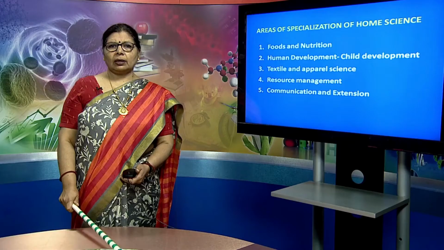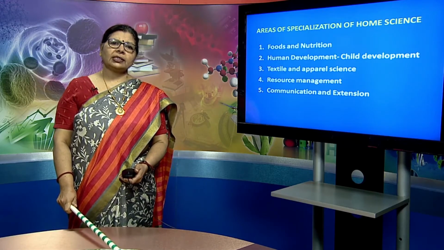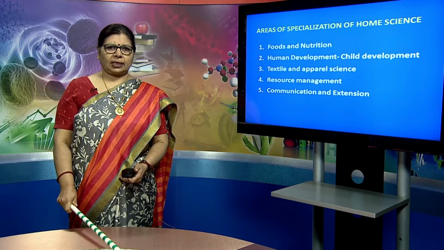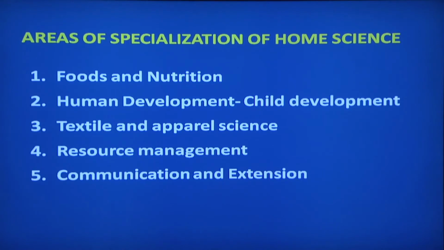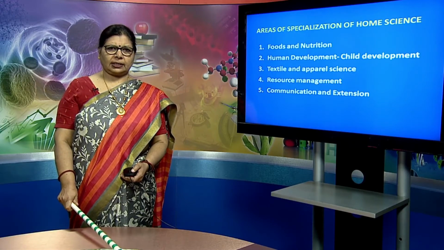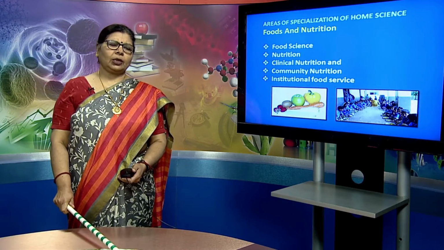Now, we will talk about the various components or various areas of home science which you learn in this subject. Number 1, foods and nutrition, human development which also includes child development, textile and apparel science, resource management, communication and extension. So, these are 5 major areas of home science. We will learn one by one what each of them includes.